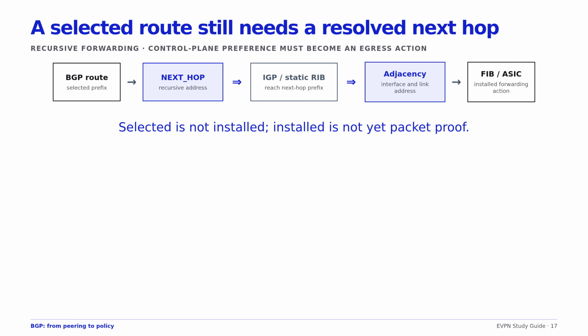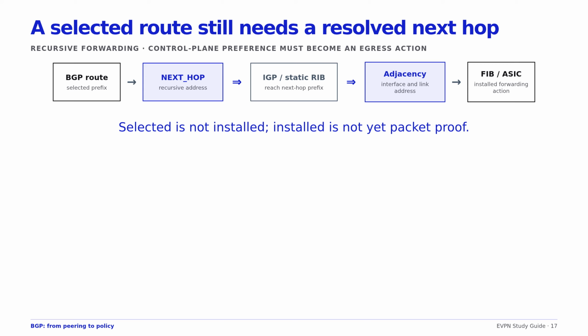BGP selection produces a route whose next hop is another address to resolve. The router recursively looks up that address in the routing information base, often using an IGP route to a loopback. That recursive result supplies an outgoing interface and an adjacency, which can then become forwarding information in software and hardware.